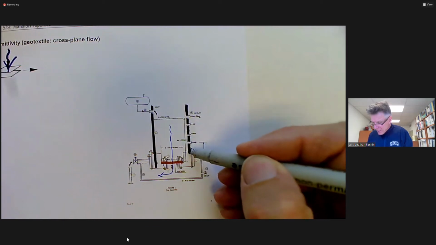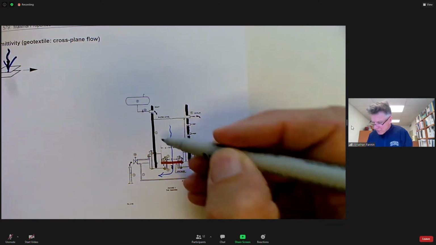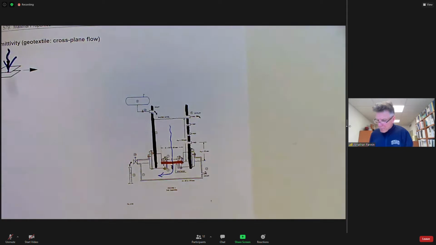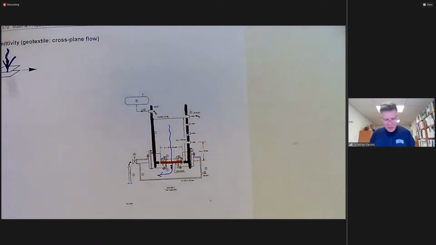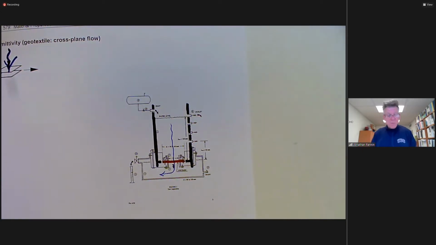I'm just going to take the rigid wall device all the way down. There's the rigid wall. We have an opening at the bottom on which the geotextile is mounted. And then we can conduct either a falling head or a constant head device, much as we would do for soils.